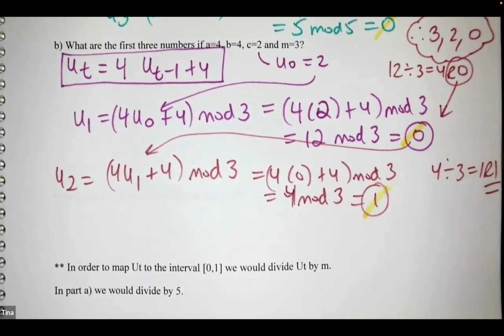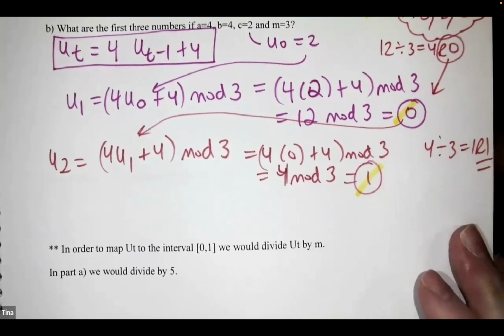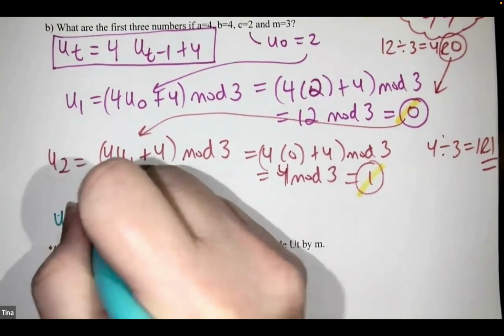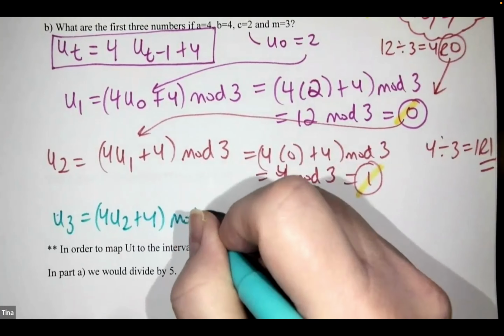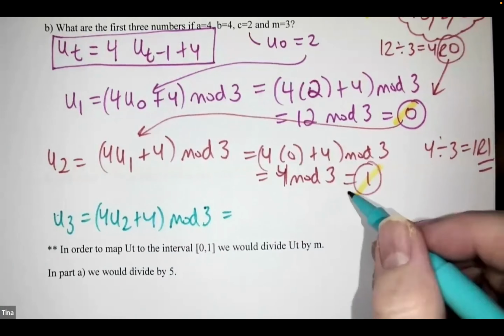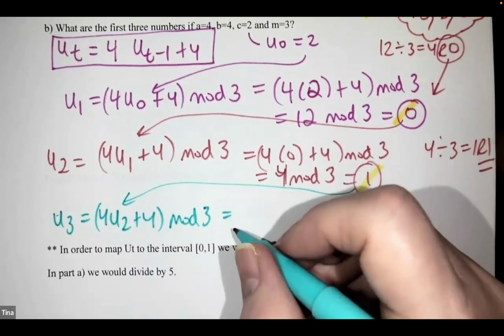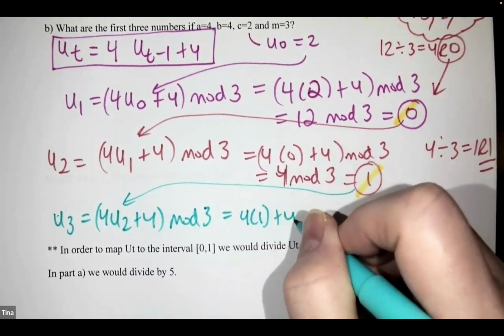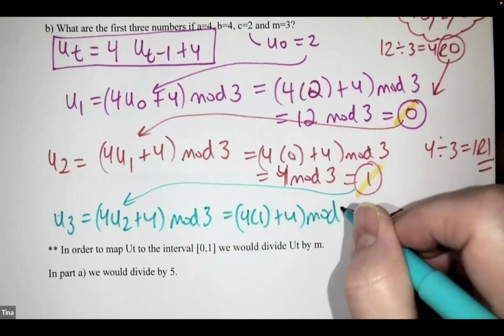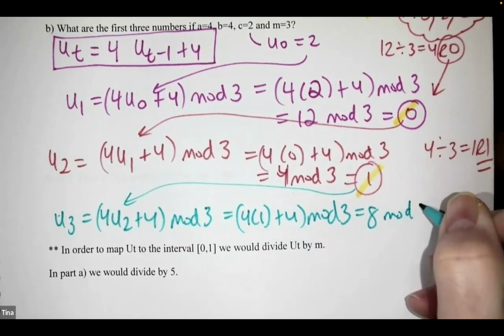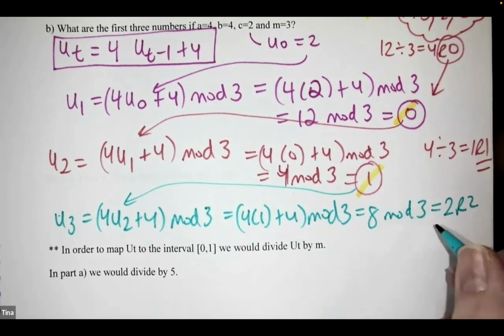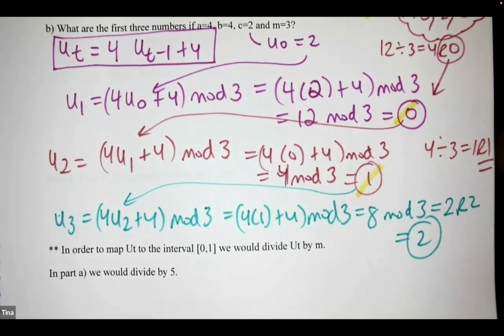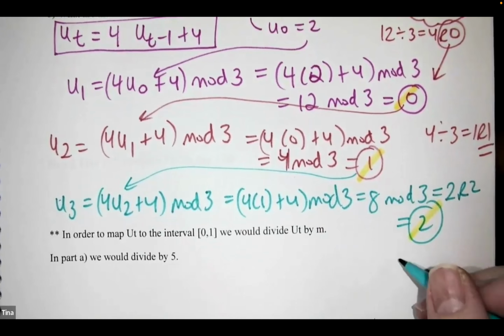There's my first two. And last one, for U3, we'd have 4 U2 plus 4 mod 3. And so if U2 is 1, that's 4 times 1 plus 4, so that's 8 mod 3. And 8 divided by 3 is 2 with remainder 2, so this is just going to be 2. So the three numbers would be 0, 1, 2.